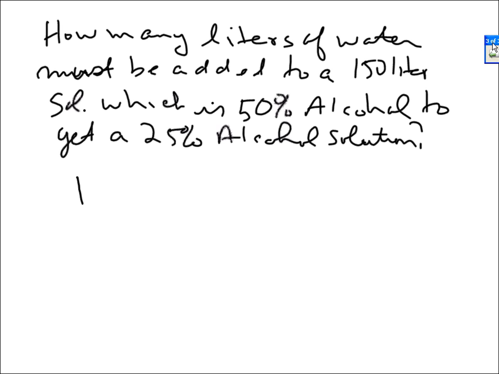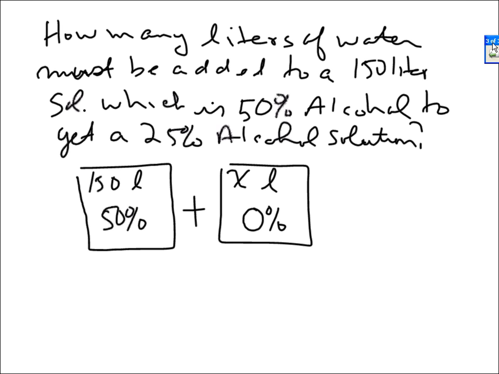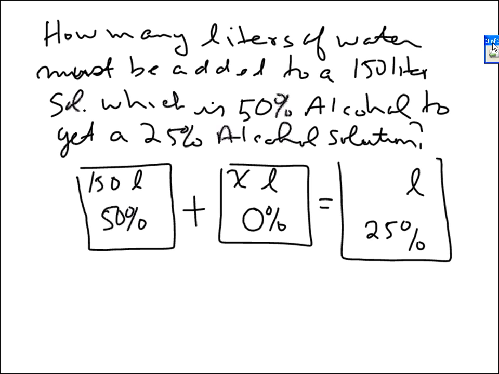So you have 150 liters of 50% alcohol solution, and I want to know how many liters of water, X liters of water. Now water is 0% alcohol. It's just water. Okay, and you want to get a 25% alcohol solution.